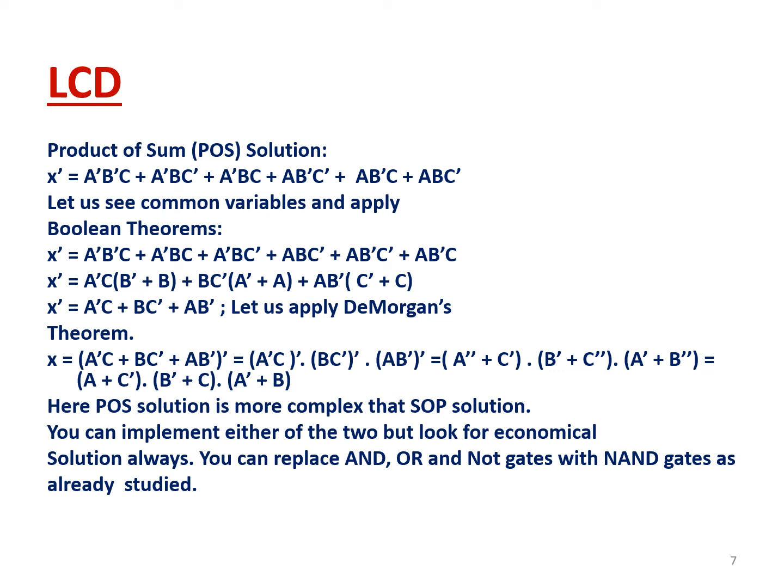Now this is the product of sum solution, and obviously it is more complex than the SOP solution. You can implement either of the two, but always look for the economical solution. Now if you are short of AND, OR, NOT gates in the circuit, and NAND gates are available, as I keep saying, or rather any gate is available and some gates are short, then you can use your knowledge to implement those AND, OR, NOT gates, in this case with the help of NAND gates, which we have already studied, and similarly with the NOR gate also.